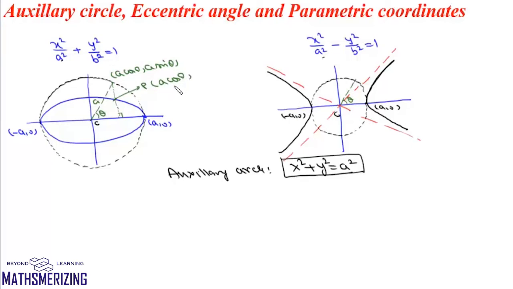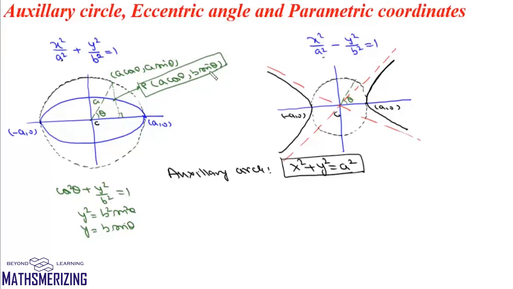Now we'll put x as a cos theta in the equation. We can write this equation as cos square theta plus y square upon b square equals 1. So we can write y square as, now 1 minus cos square theta is sin square theta, so it will be b square sin square theta. So we can write this y as b sin theta. So the coordinate of this point P will be a cos theta and b sin theta. So this is the parametric coordinate on the ellipse.